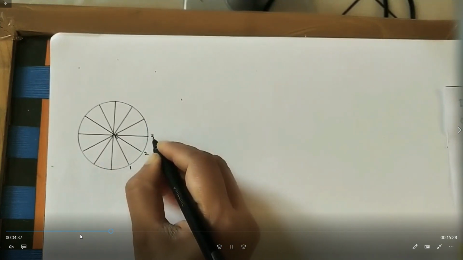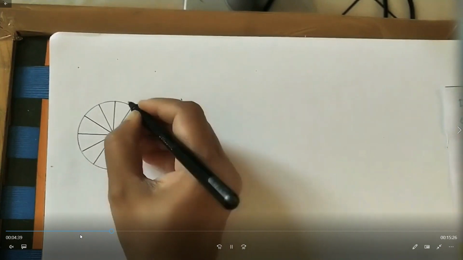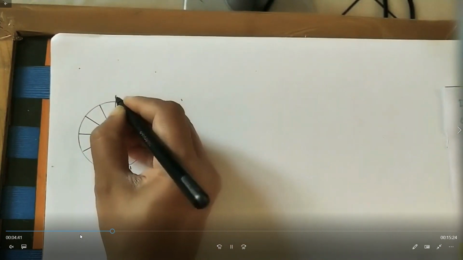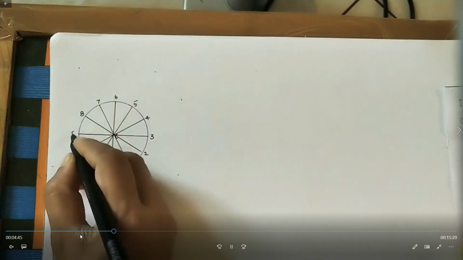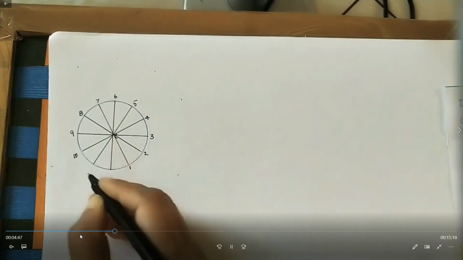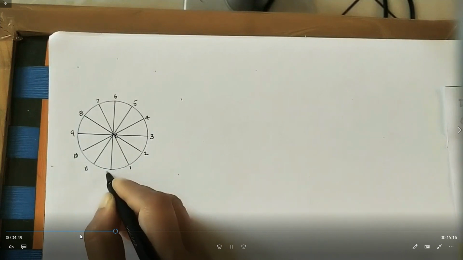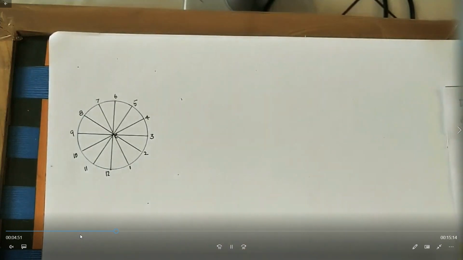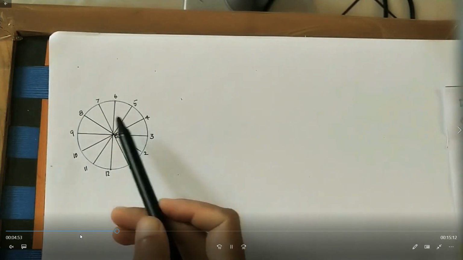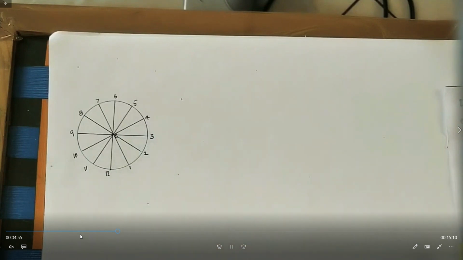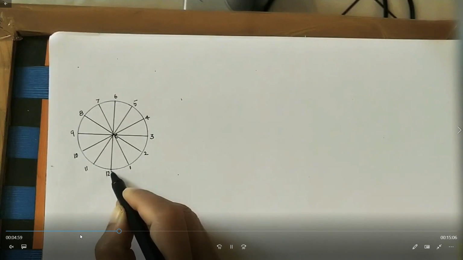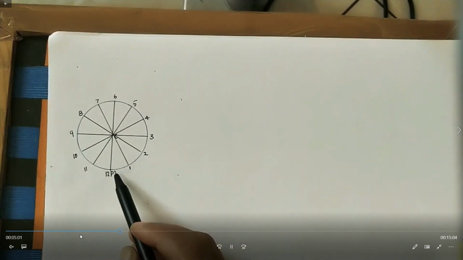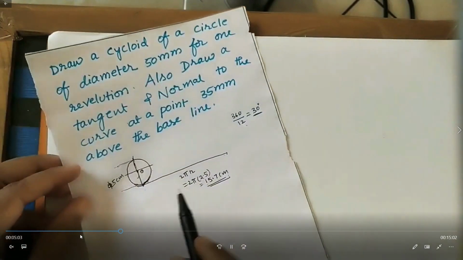1, 2, 3, 4, 5, 6, 7, 8, 9, 10, 11. That is the 12 points. The 12th point is called the starting point. It is called the 12th point P.